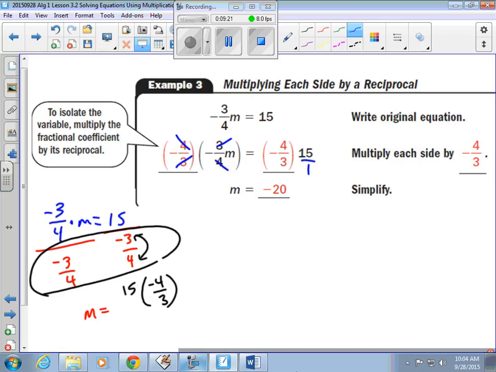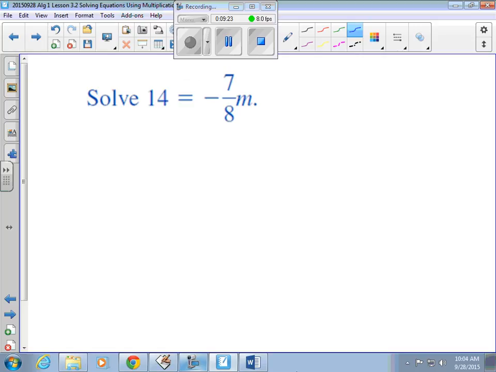So on the back, everybody, this one, 14 is equal to negative 7 over 8 times m. Solve that for m. Take about 30 seconds.